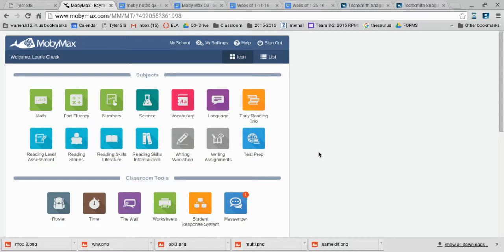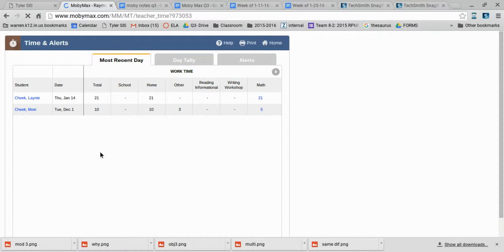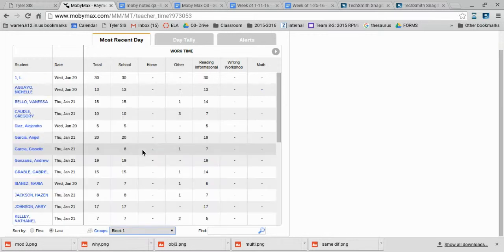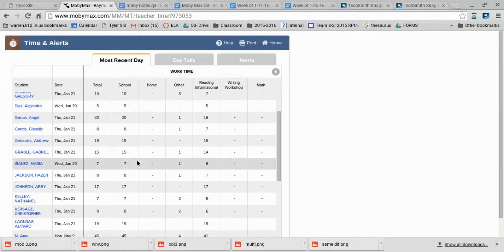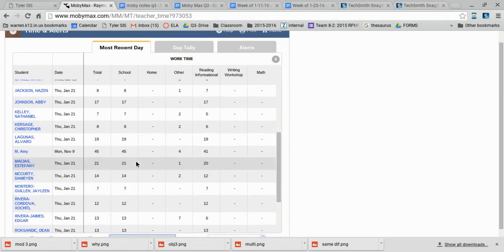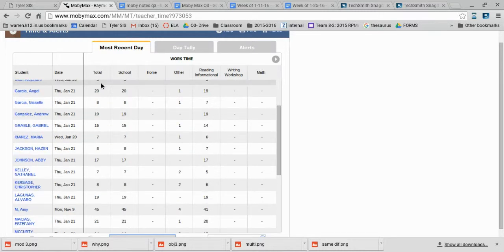A big piece of accountability that I also like to put up is the time button. Number one, I can post to my students a daily tally, the most recent day, how much time they've actually been on MobyMax, especially if I'm working in another group and I expect them to be working one-on-one doing something else. So in my most recent day, I can see how many minutes each student has been on different things.